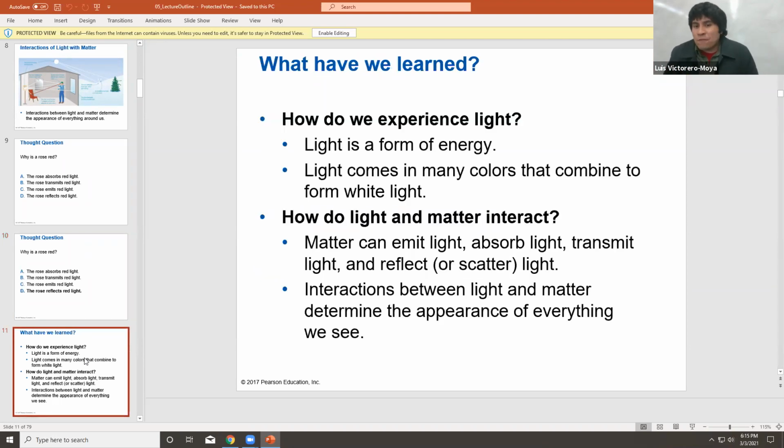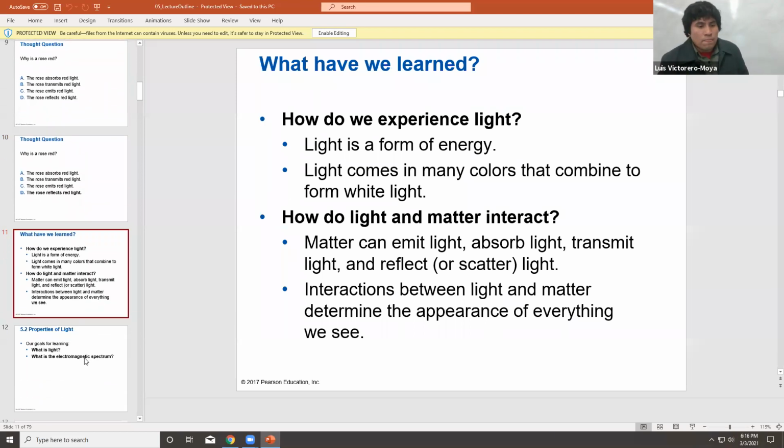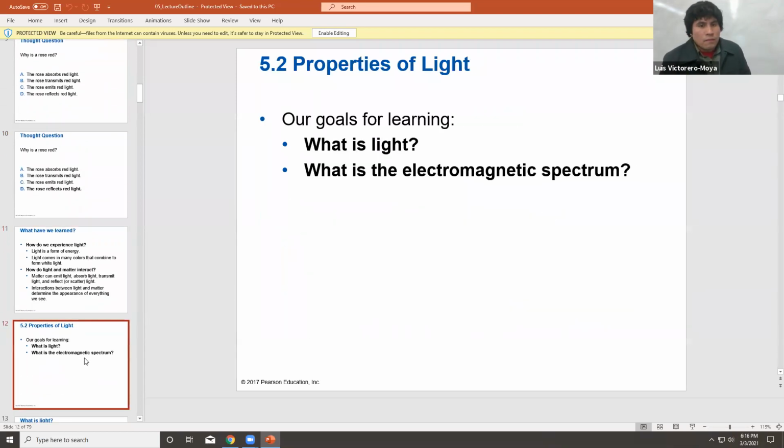So light is a form of energy. Light comes in many colors. If they are combined, we get the white light. And we have scattering, reflection, and we have the lines of emission and absorption of the spectrum. All right? So that's the introduction of what light is. But what is light? Well, let me show you on the whiteboard what light is.